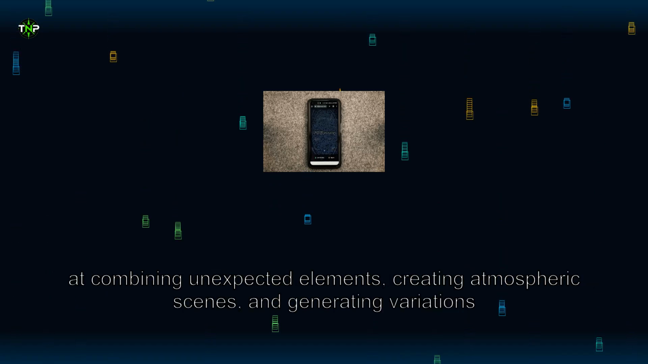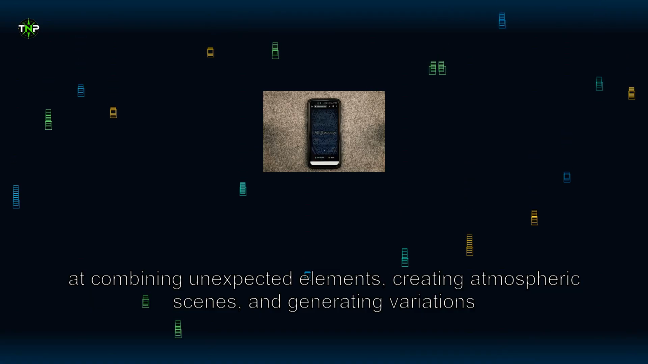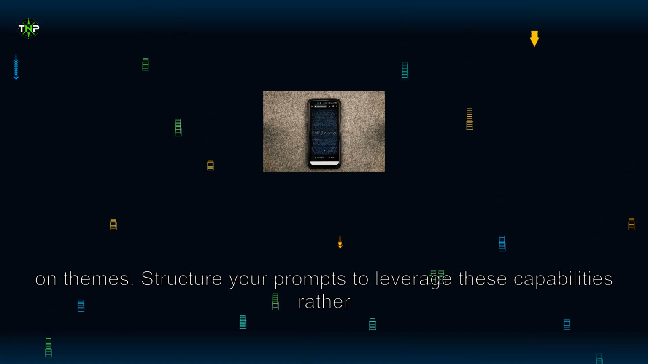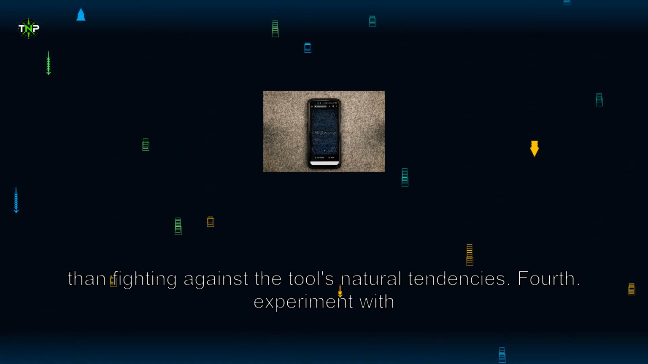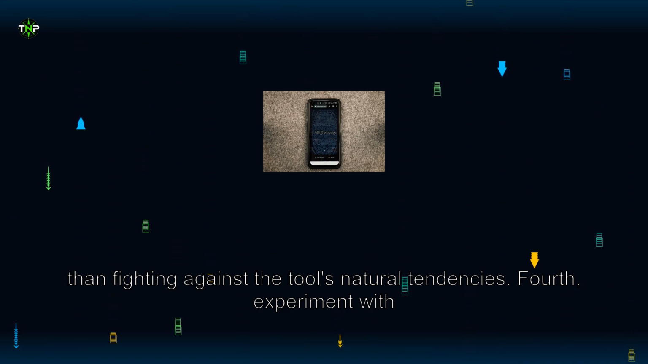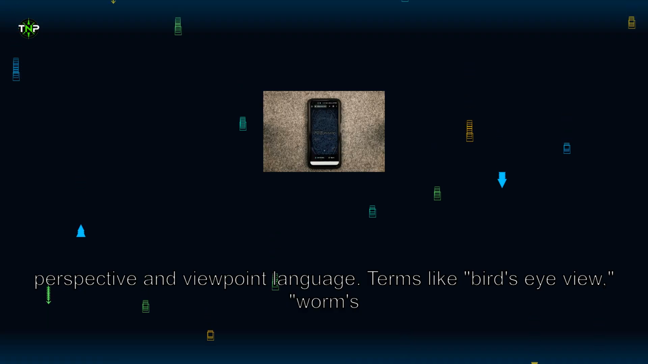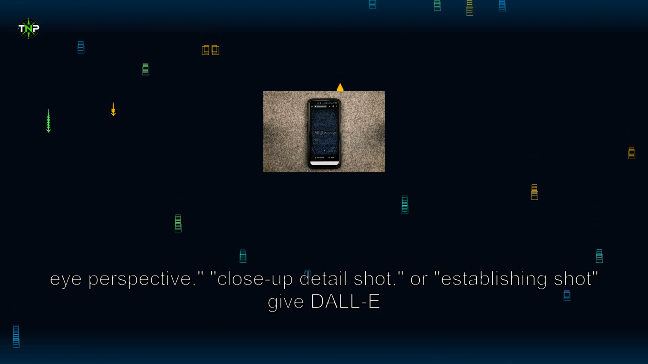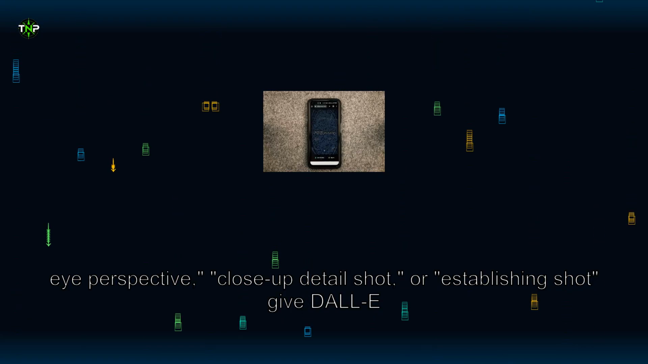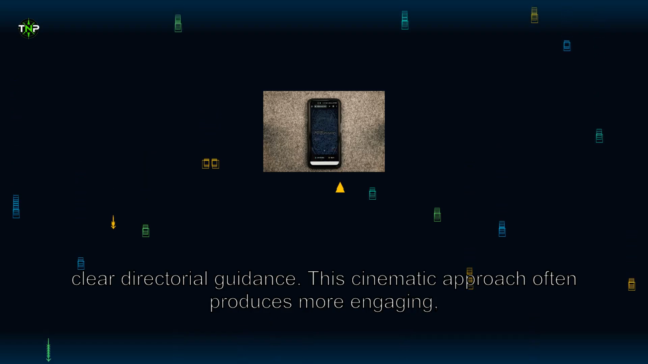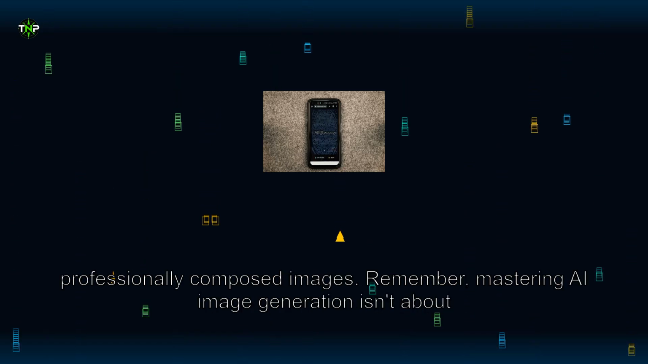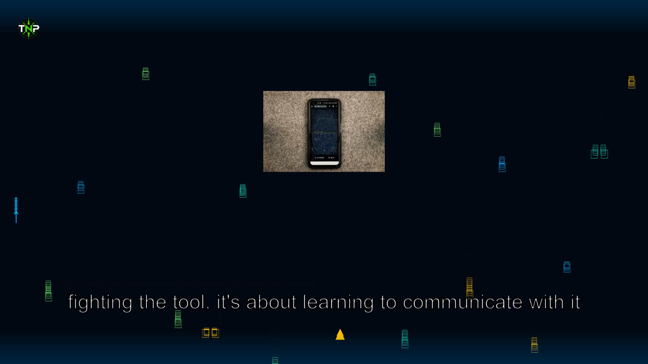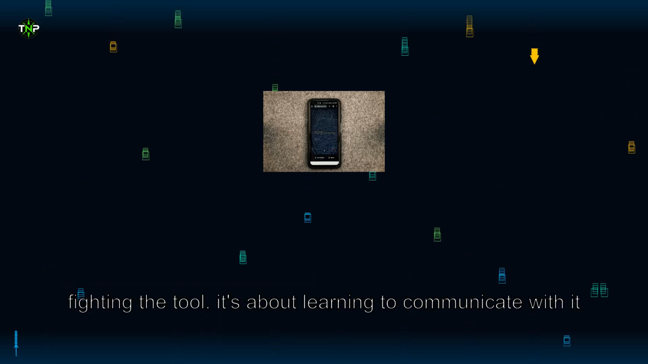Third, understand DALL-E's strengths and work with them. It excels at combining unexpected elements, creating atmospheric scenes, and generating variations on themes. Structure your prompts to leverage these capabilities rather than fighting against the tool's natural tendencies. Fourth, experiment with perspective and viewpoint language. Terms like "bird's eye view," "worm's eye perspective," "close-up detail shot," or "establishing shot" give DALL-E clear directorial guidance. This cinematic approach often produces more engaging, professionally composed images.